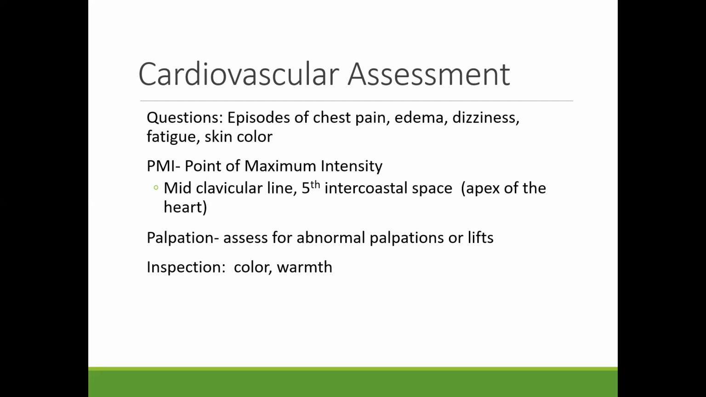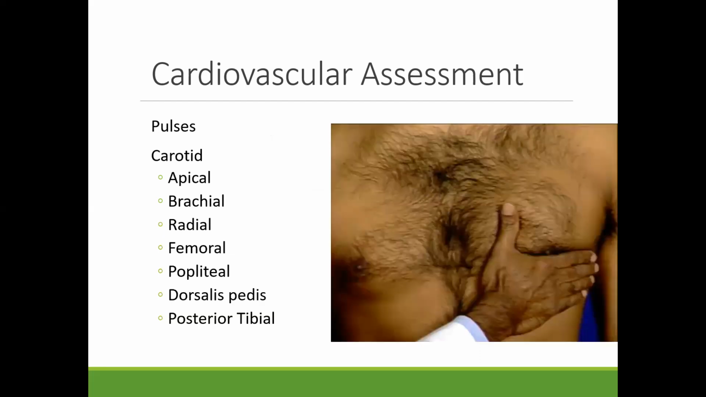Palpation, assess for any abnormal palpations, lifts, or thrills. If you have a pulsation in the abdomen, that is usually an indicator that they have an abdominal aortic aneurysm, which can be very deadly. Inspect color, warmth. Again, oxygenation and perfusion go together. If they're not perfusing, they're not getting oxygen.